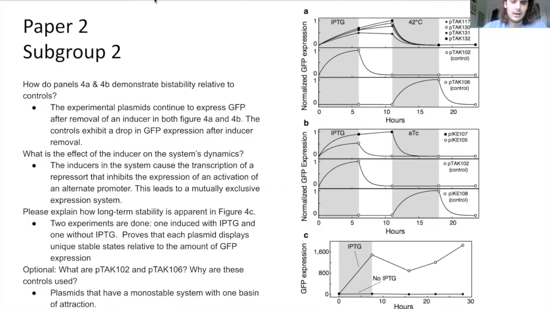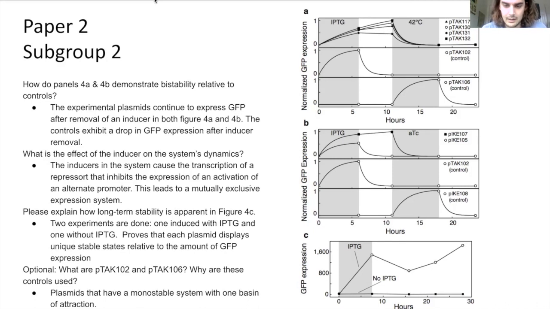For figure 4, the first question is, how do panels 4A and 4B demonstrate bistability relative to the controls? 4A and 4B exhibit the difference in expression between the controls, which were PTAC 102, 106, and 108, which are shown in the bottom two panels of 4A and 4B.